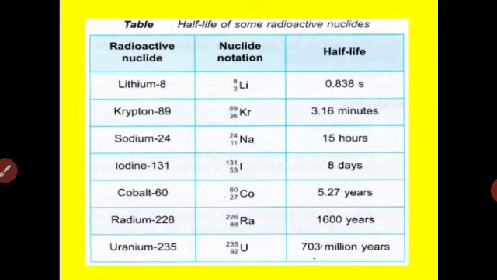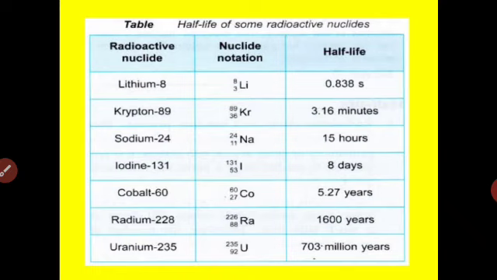Krypton 89 has a half-life of 3.16 minutes. Sodium has a half-life of 15 hours. So after every 15 hours, the number will decrease by half. Iodine 131 has a half-life of 8 days. Cobalt 60, 5.27 years, which is quite a big time. Radium, 1600 years. You can see it takes 1600 years for radium to decrease the number to half of its original. So it takes a very long time for it to disintegrate.